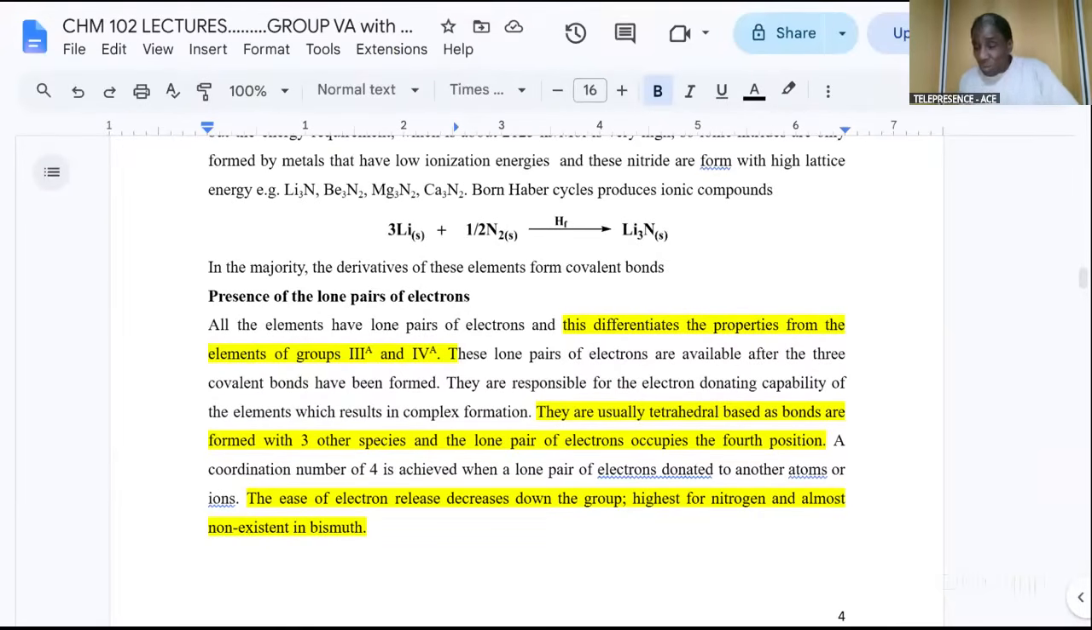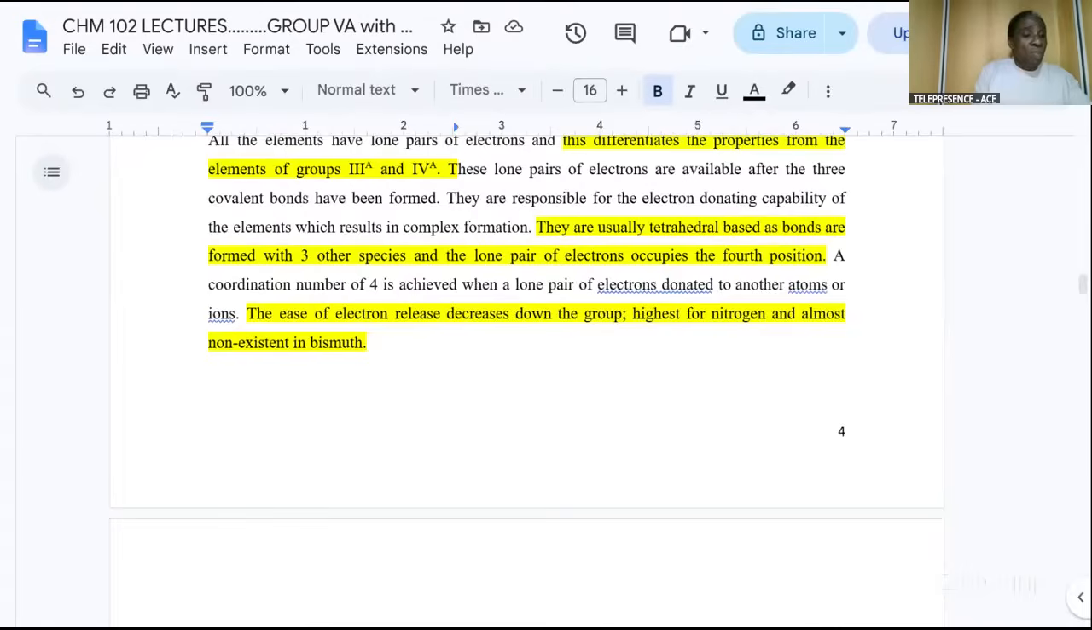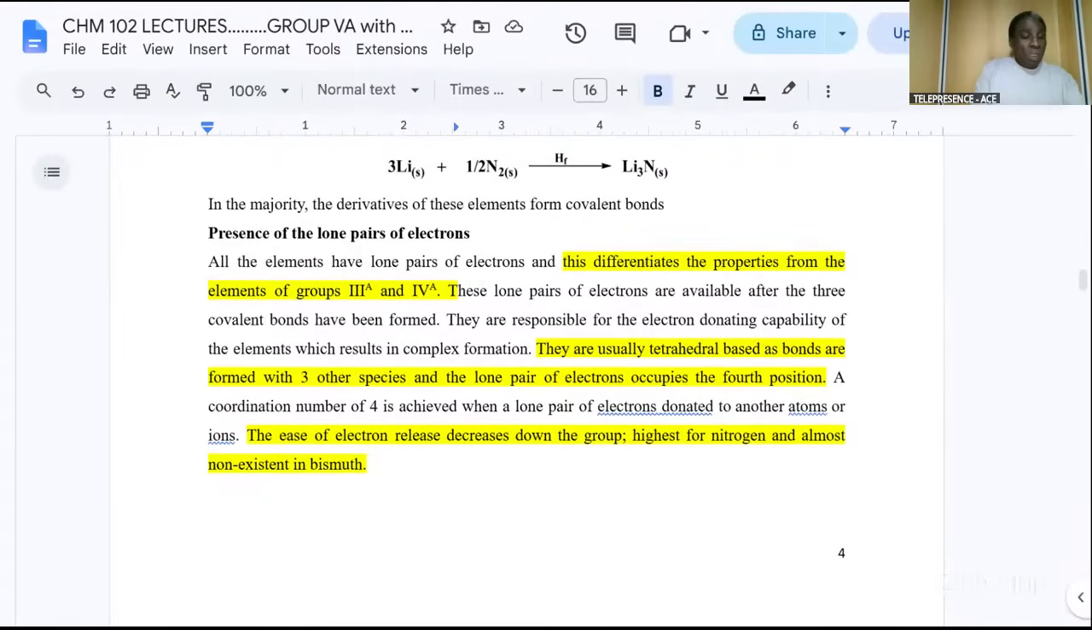Presence of lone pairs of electrons. This is what characterizes group 5 elements. They all have lone pairs of electrons, but the way they lose these electrons is different. This differentiates the properties of group 3 and group 4 from the group 5 elements. The presence of lone pairs of electrons does a lot. That is why they are used as catalysts, because they don't need any other thing to initiate a reaction. The presence of lone pairs of electrons actually helps them in initiating reactions.